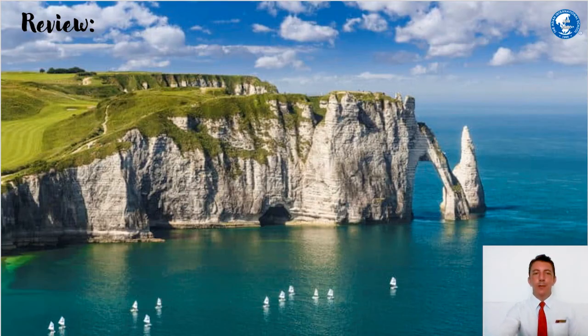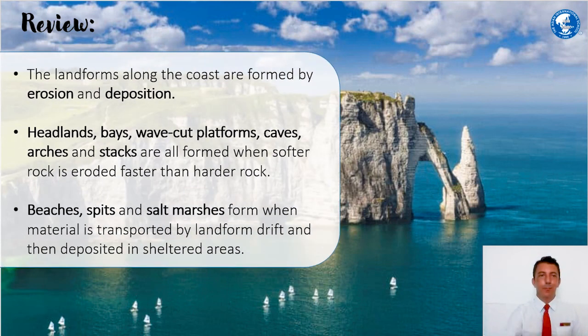So let's review the main points of today's lesson. So the landforms along the coast are formed by erosion and deposition. Headlands, bays, wave-cut platforms, caves, arches and stacks are all formed when softer rock is eroded faster than harder rock. Beaches, spits and salt marshes form when material is transported by longshore drift and then deposited in sheltered areas.